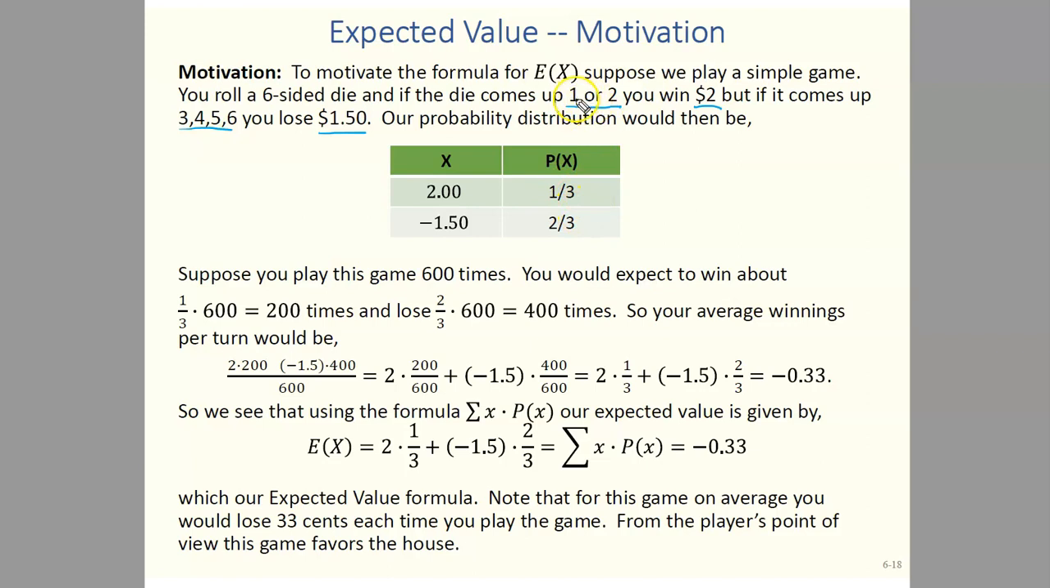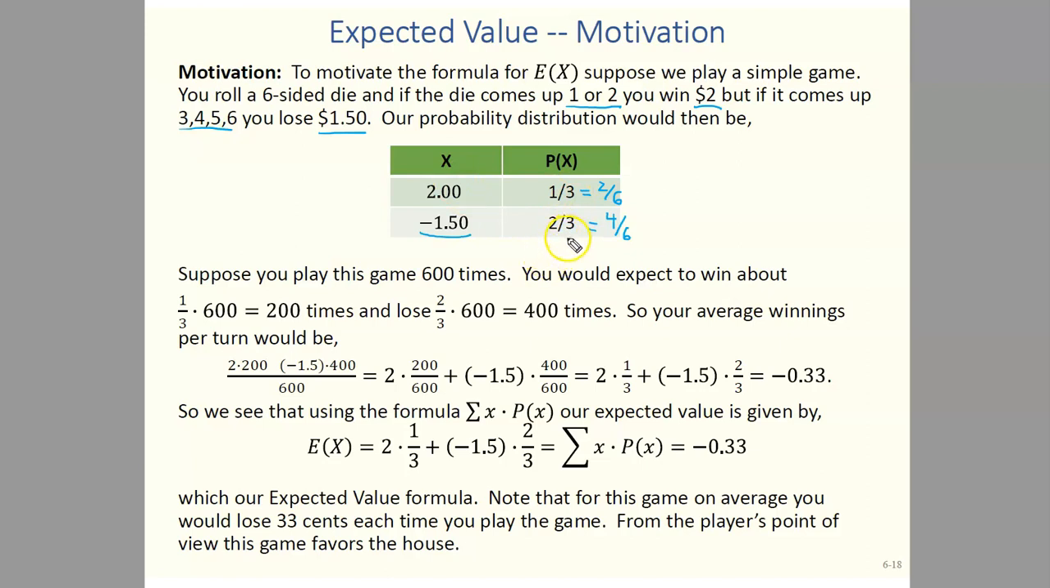Well, you have 2 out of 6 ways that you can win, a 1 or a 2. So that's 2 out of 6, and that reduces to 1/3. You lose $1.50 if you get a 3, 4, 5, or a 6, and the probability of losing is 4 out of 6, and that reduces to 2/3. So here is our probability distribution.